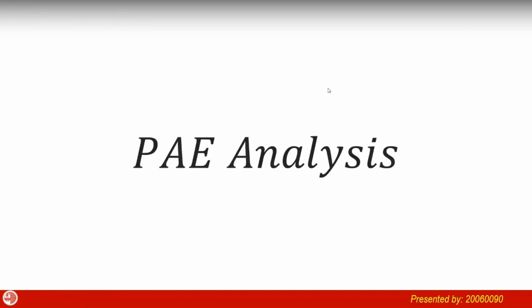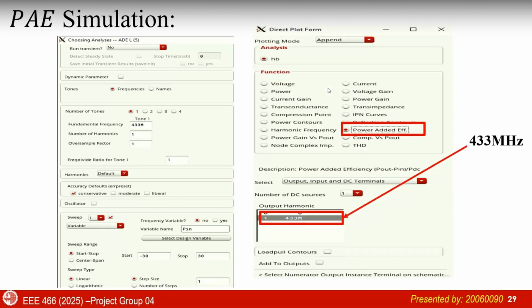Next, we move on to the PAE analysis, which is power added efficiency. Here we can see the PAE simulation analysis. Here we can see that we have simulated in Cadence at 433 megahertz. As we have stated earlier that the fundamental frequency dominates, so we have simulated at this frequency only.